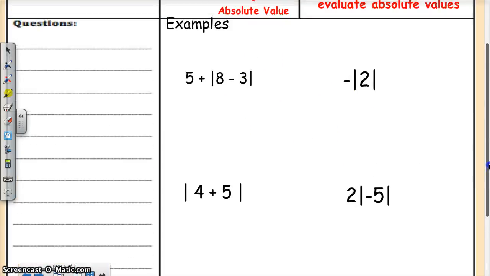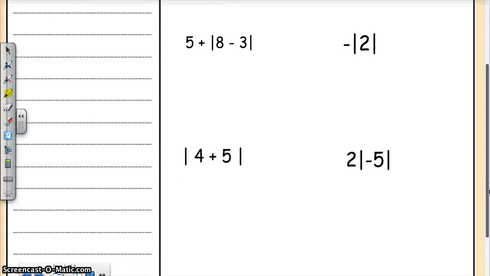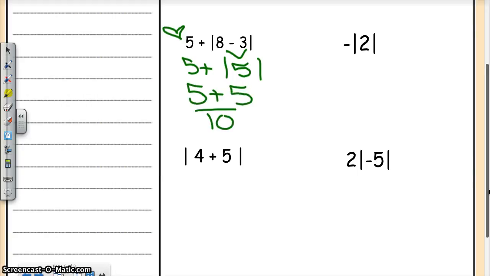Okay, here's some more evaluating examples. So always, absolute value is a grouping symbol. I take care of that first. This equation here turns into 5 plus the absolute value of 5. Me simplifying inside there. I'm not done. I still have to evaluate the absolute value. I ask myself, how far away from 0 is 5? That's 5, final answer of 10.